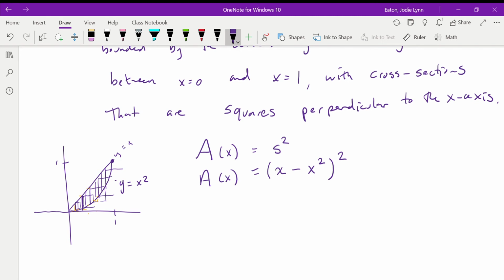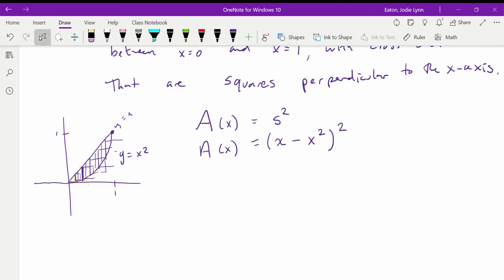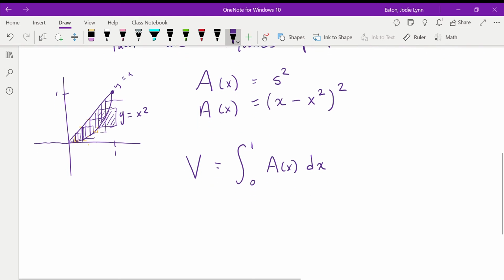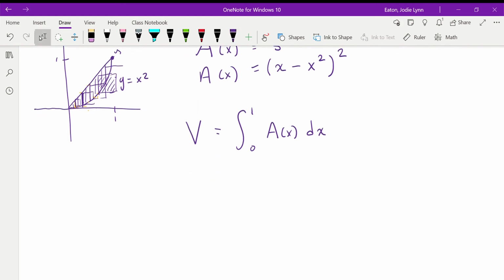So A of x is (x minus x squared) squared. That will give us the area of any one of these squares at x, and that's going to change depending on what x is. Now, to figure out the volume of this whole solid, the volume is the integral from a to b. We're doing it from 0 to 1, so it's the integral from 0 to 1 of A of x dx. The area A of x is the base of the square prism, and dx is the tiny thickness of each little slice that we are adding up, with dx going to 0.